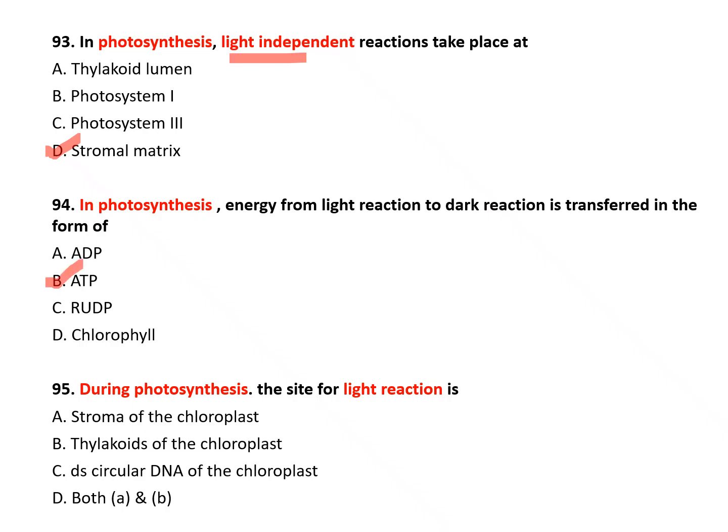The next question, number 95. During photosynthesis, the site of light reaction is option A, stroma of the chloroplast, option B, thylakoid of the chloroplast, option C, double circular DNA of the chloroplast, option D, both A and B. The correct answer is option B, thylakoid of the chloroplast or grana.